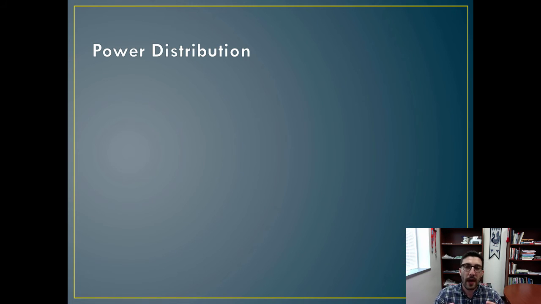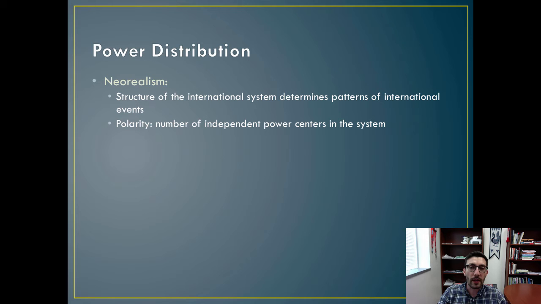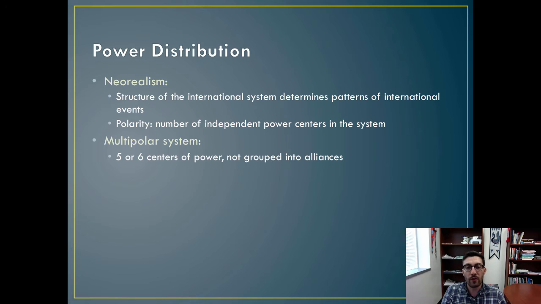What about the distribution of power? I mentioned several slides ago about the fact that there are different configurations in the structure of the international system. So we're going to look at a few of these different configurations right now. As I mentioned, neo-realists talk about the structure of the international system. And when they're talking about this, what they mean is the polarity, which is the number of independent power centers in the system. So in a multipolar system, you have many different centers of power. One example might be a situation where there are 5 or 6 centers of power, and they're not grouped into alliances. They may occasionally work together with one another, but by and large, they are existing autonomously from one another, and there's many of them that are potentially threatening each other.